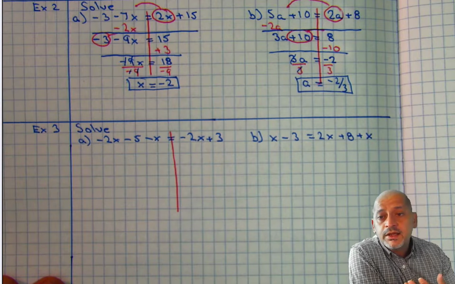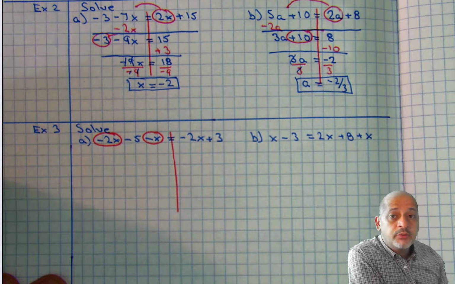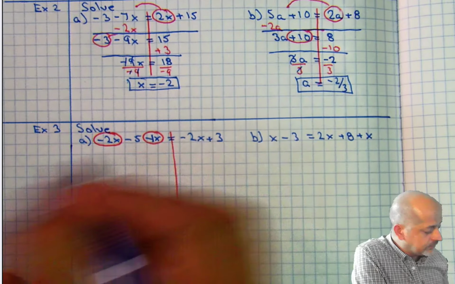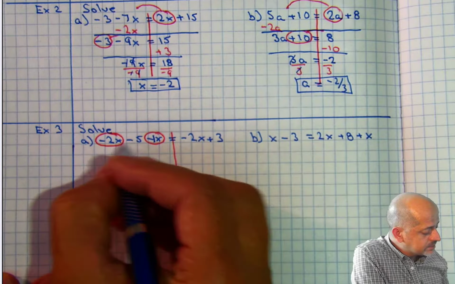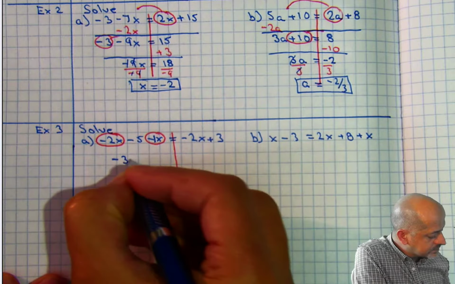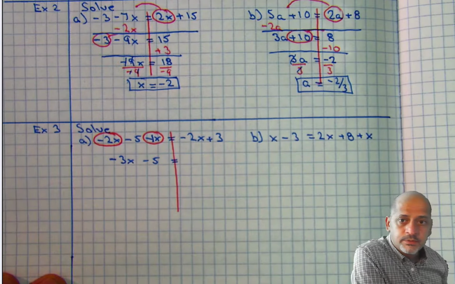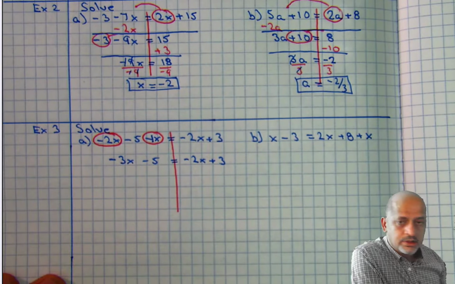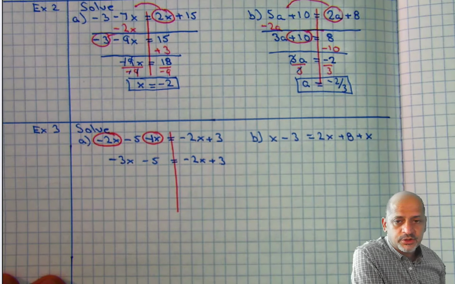Correct. Like terms are the ones that both have an x, or that are just constants, only numbers. So in this case, I'm going to circle with my red pen my negative 2x and my negative x, because those are like terms. And remember that if there's a negative x, we are missing a 1 that's hiding from me. So negative 2x minus 1x gives me negative 3x minus 5 equals negative 2x plus 3 comes out.